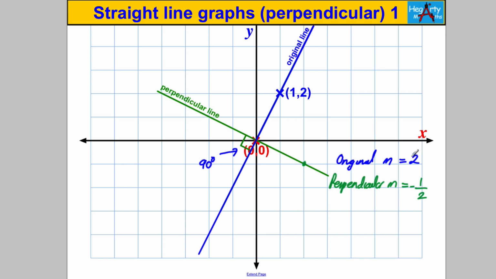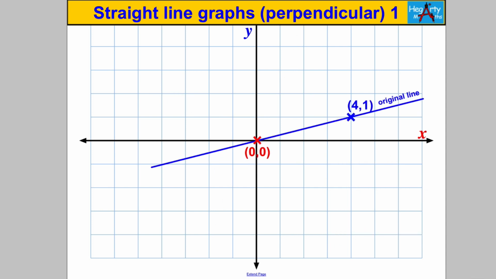So you can see that 2 and negative a half are the negative reciprocals of each other. Okay? And maybe the condition for two lines to be perpendicular to each other is that their gradients are the negative reciprocals of each other. Let's try two more examples and double check this isn't just a fluke and it works in other cases.